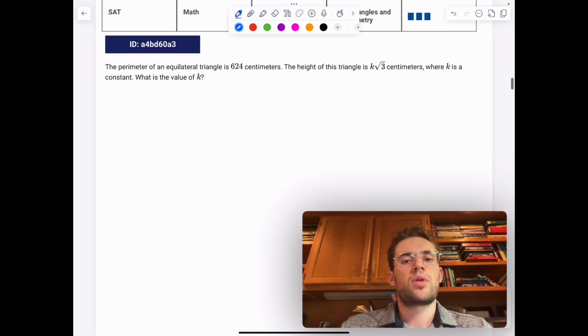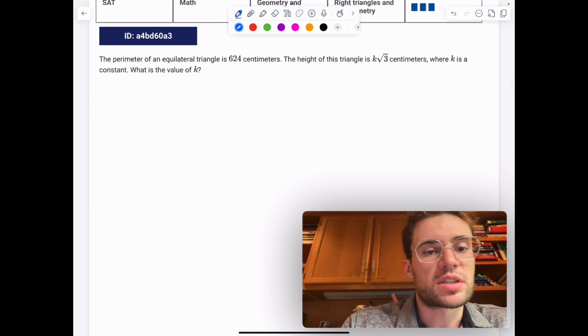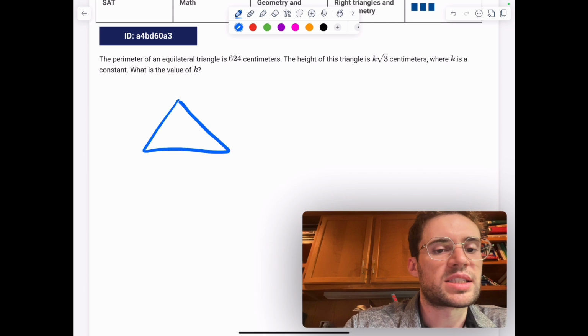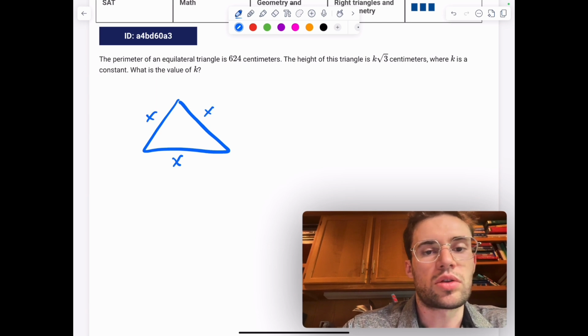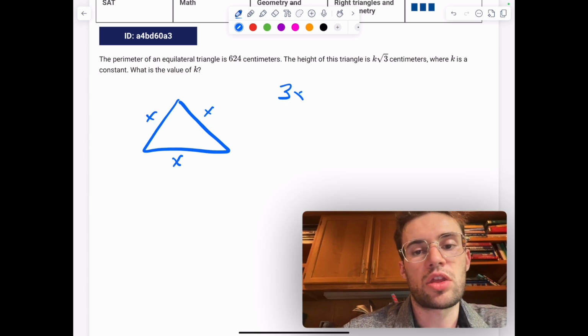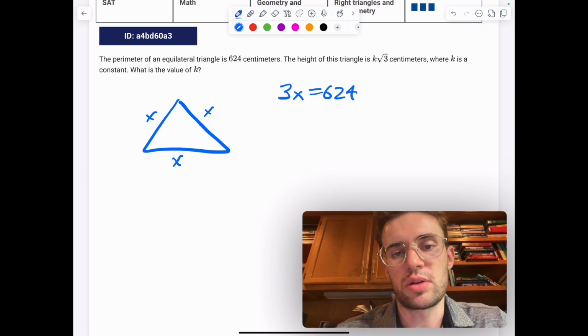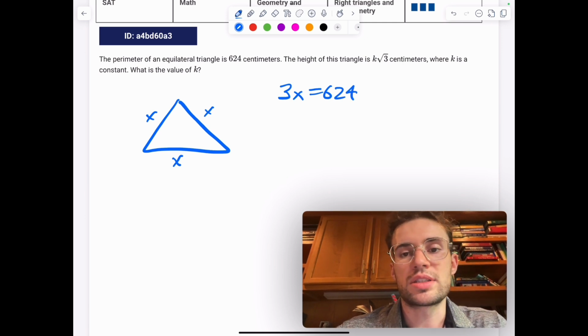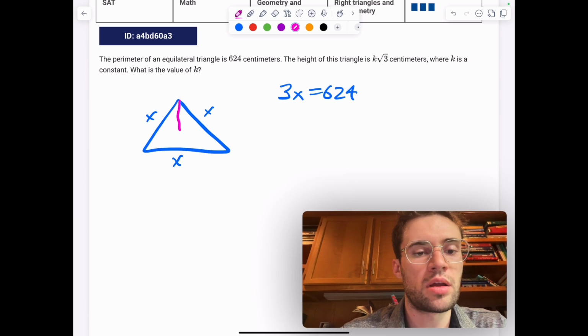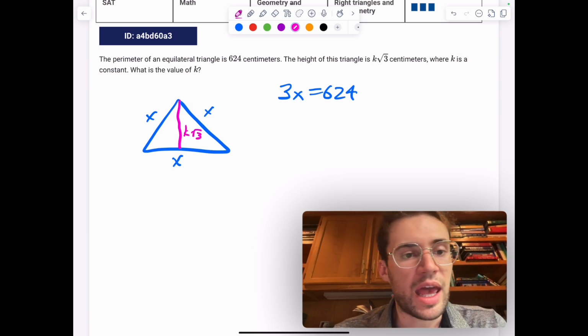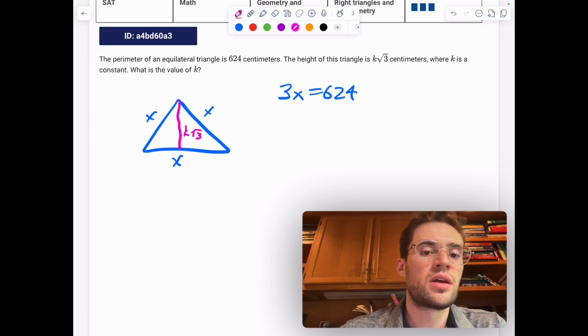The perimeter of an equilateral triangle is 624 centimeters. So we know all 3 sides are the same. They're going to add up to 624. You can say that 3 times the side length equals 624. Right, so before I solve that, let's read the rest of the question. The height of this triangle is k times the square root of 3. All right, so this is k root 3 right here, where k is a constant. What is the value of k?